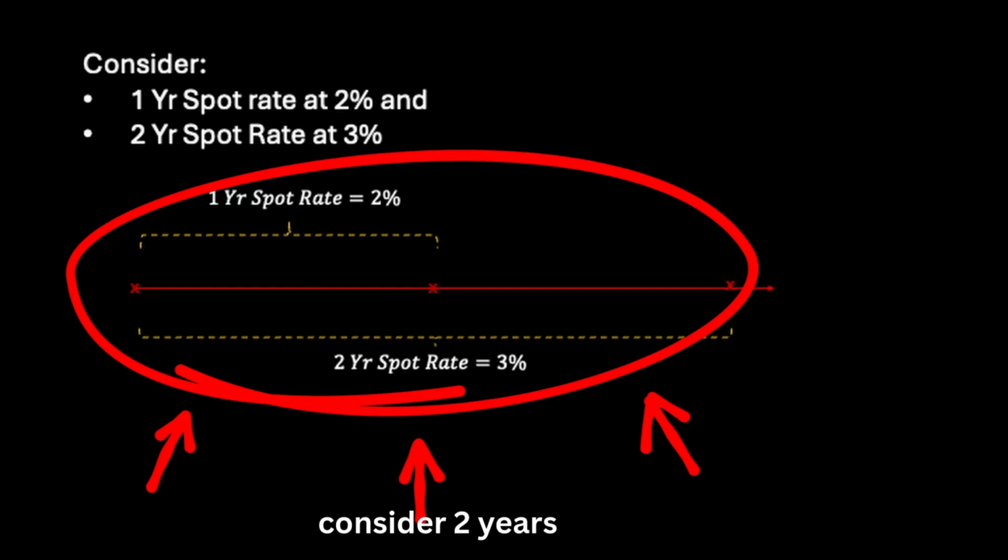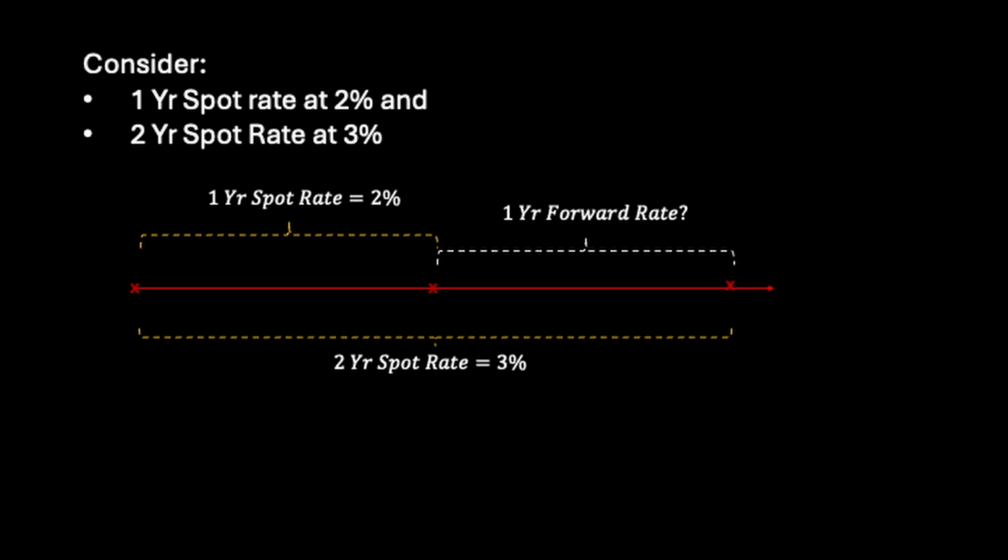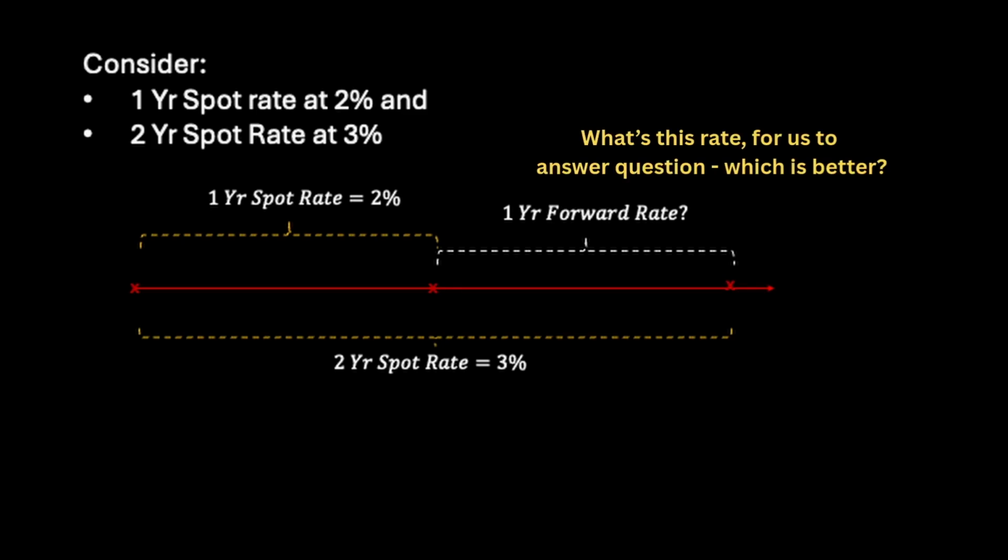The big question is, what is the rate after 1 year when reckoned at time zero given these two spot rates? Since it's a rate that's not happening starting at time zero, but at some forward or future date, it's clearly not a spot rate. For now, let's call it a forward rate for simplicity to distinguish it from spot rates. Now let's go back to the question, what is that forward rate then, in order for us to answer that question?